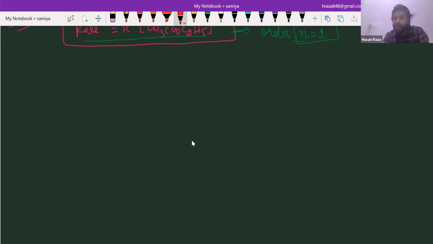We started from rate, then went to rate of formation, rate of appearance, rate of disappearance, then came to the rate of reaction in terms of stoichiometric coefficient, then rate law expression, after that order of reaction, and then molecularity, and then pseudo first order reaction.